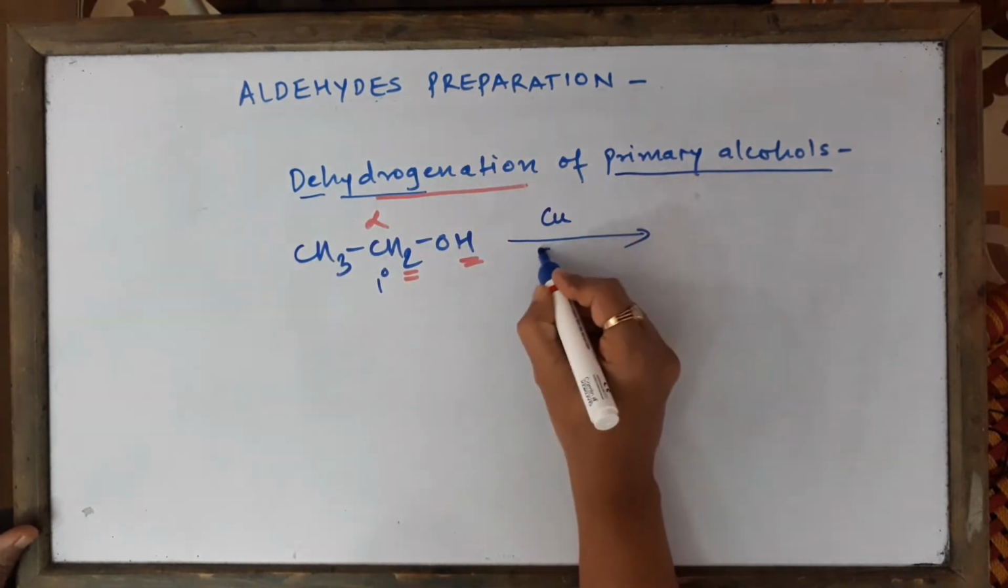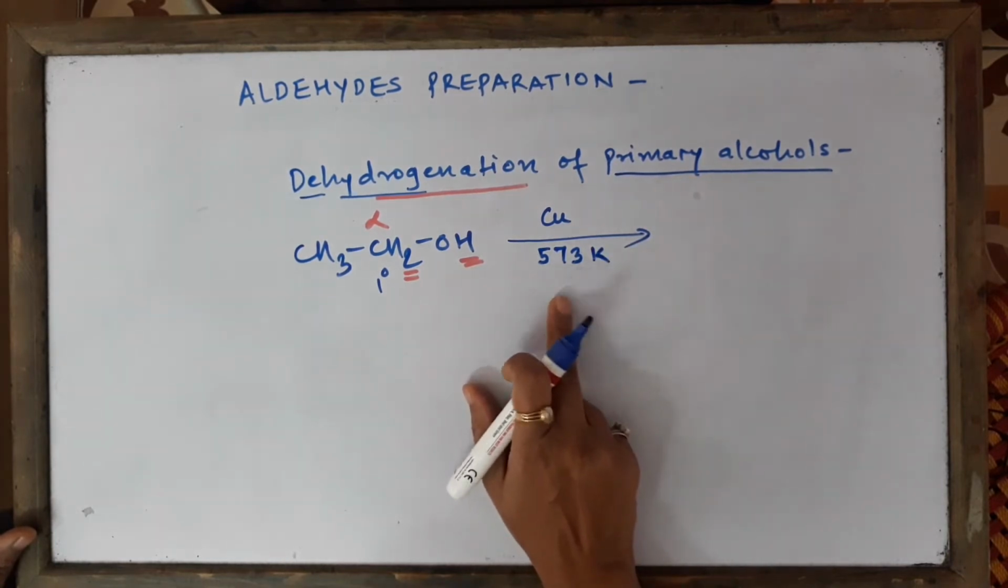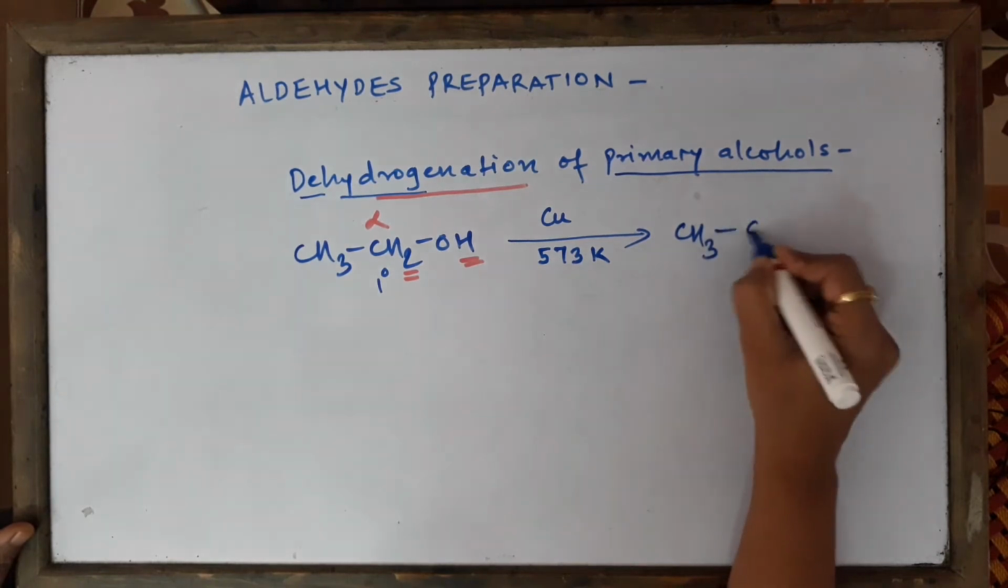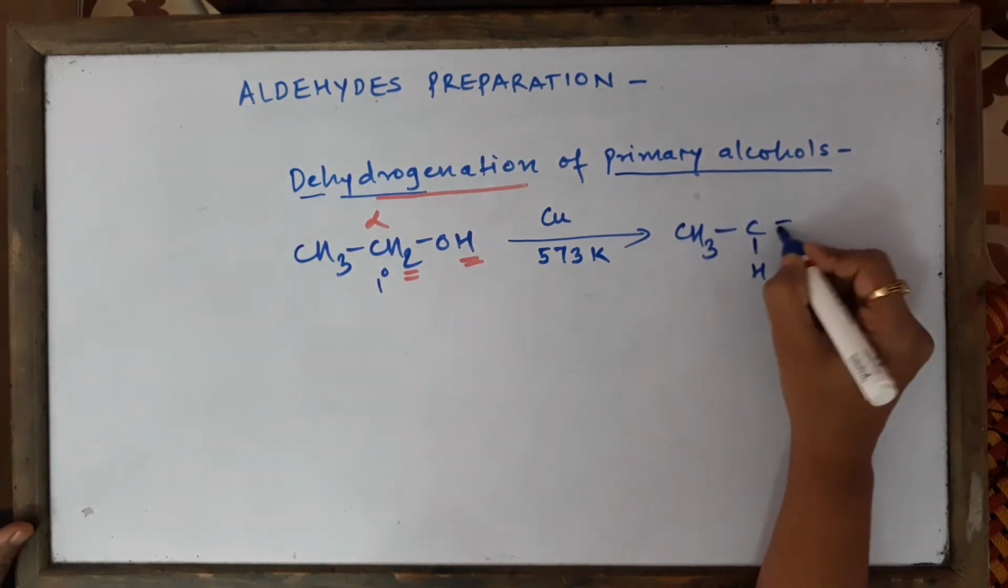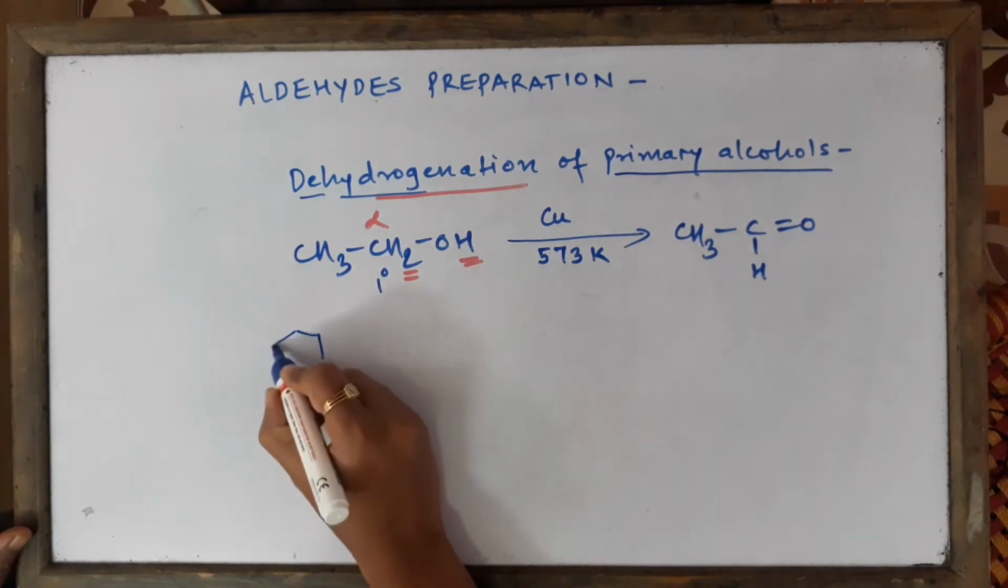The reagent over here is copper at 573 Kelvin. You have to remember this reagent, okay? And just remove these two hydrogens. What you get is your aldehyde. That's your answer.